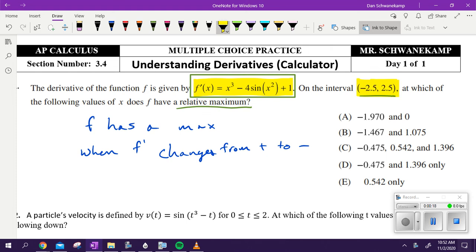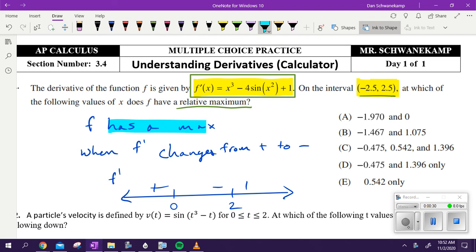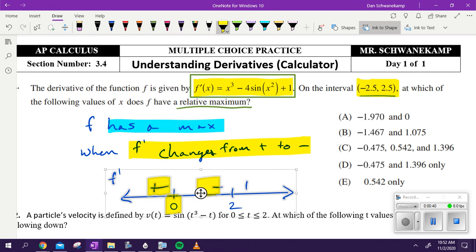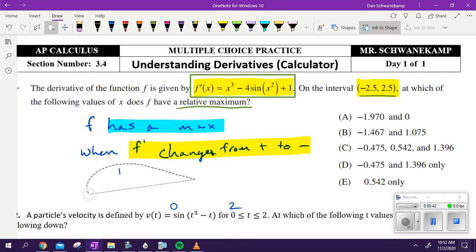Where does f have a relative maximum? Just like when we did our sign charts before, when we had an f prime sign chart and we had something like this, we are going to have a maximum. f has a maximum when f prime changes from positive to negative. So on this graph right here, 0 would be the maximum. That's not the actual information, we were just using that as an example. But we want to know when f prime changes from positive to negative.